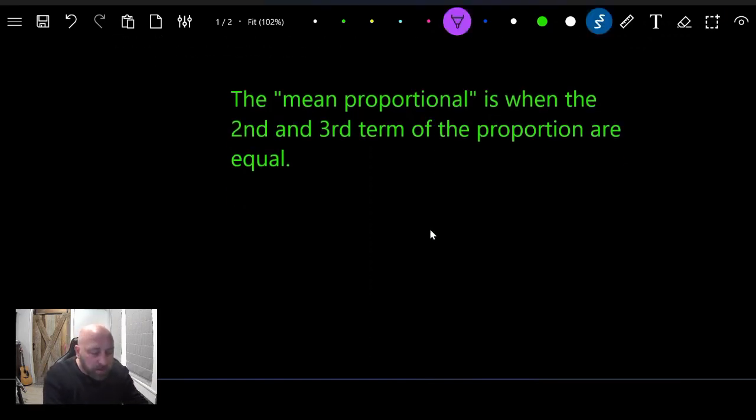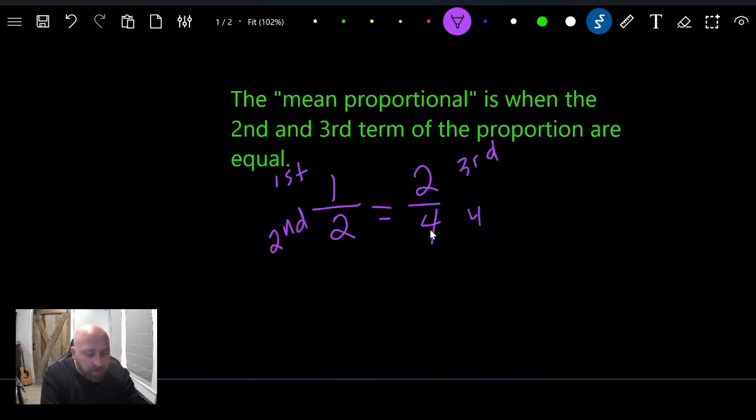So if you have something like this, 1 over 2 equals 2 over 4. This is like the first term, this is the second term, this is the third term, and this is the fourth term, okay? So when the second and third are the same, then we have what's called a mean proportional. What does it mean to be the same? I mean, we're talking the exact same number. So they both have to be 2. They both have to be 4.